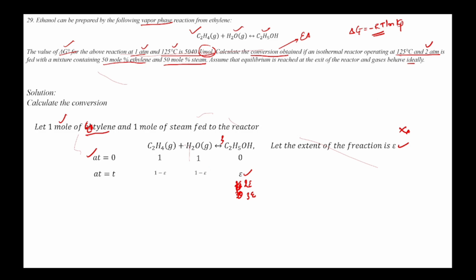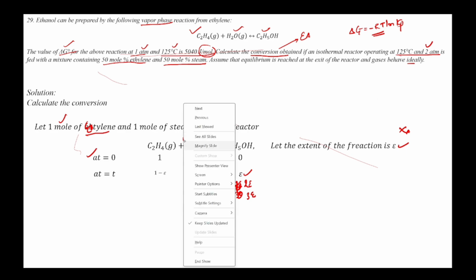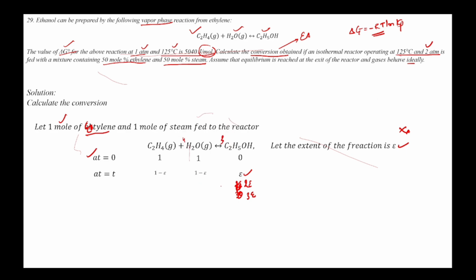So, if this has 4, then at 2E, this becomes 1 minus 4E. And if this is 6, then at 2E, this becomes 1 minus 6E. Okay. So this is the thing. It will change like that. Okay. So this is the reaction. At t equal to 0, we have this, no product. At t equal to t, we have extent of reaction E: 1 minus E, 1 minus E.